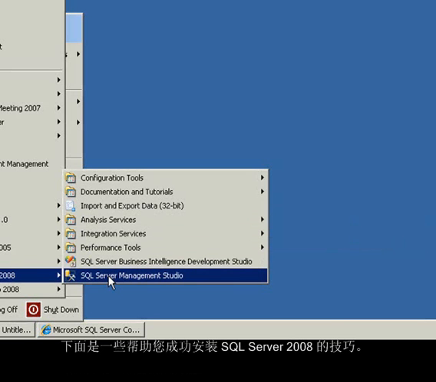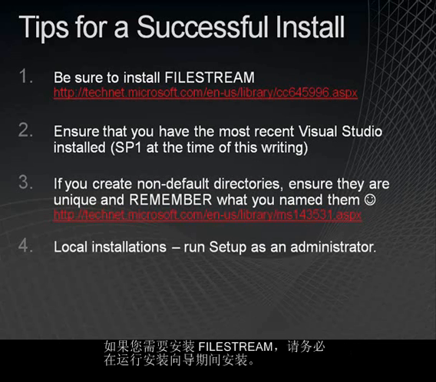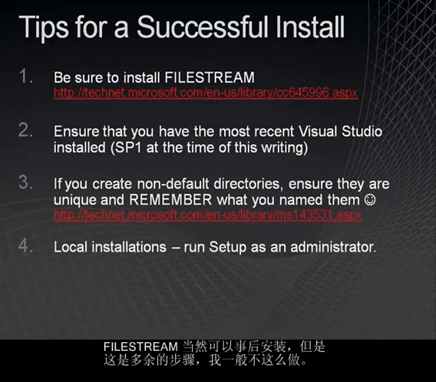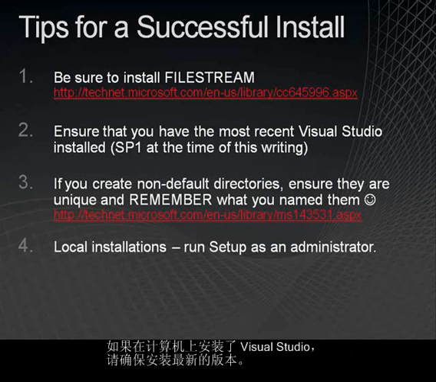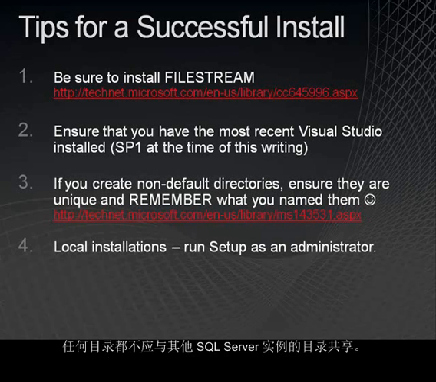Here are a few tips to help you successfully install SQL Server 2008. If you need to install FileStream, remember to do so during the installation wizard process. FileStream can be installed after the fact, but it's an extra step that I like to avoid. If you have Visual Studio installed on your machine, ensure that you have the most recent version. If you specify non-default installation directories, ensure that the installation folders are unique to this instance of SQL Server. None of the directories should be shared with directories from other instances of SQL Server.